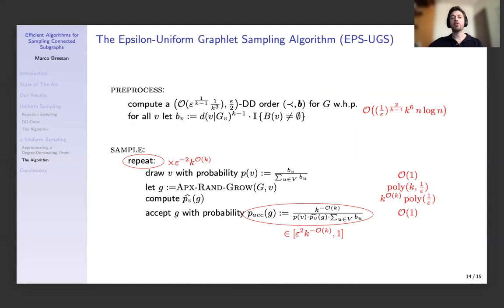The epsilon uniform graphlet sampling algorithm is this. It looks like the uniform graphlet sampling algorithm, only with the routines replaced by their approximate counterparts. The proof of this whole epsilon uniform graphlet sampling algorithm is quite long. It is about half of the paper, but here I squeezed it into just a couple of slides.